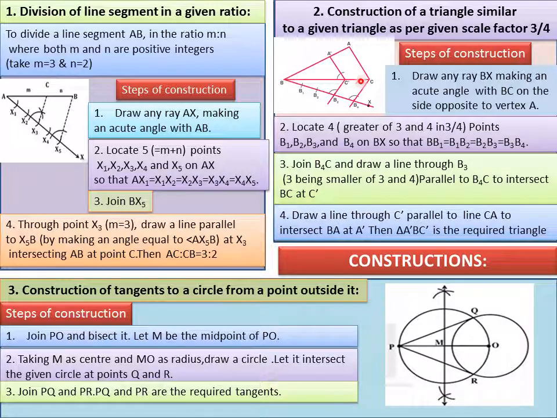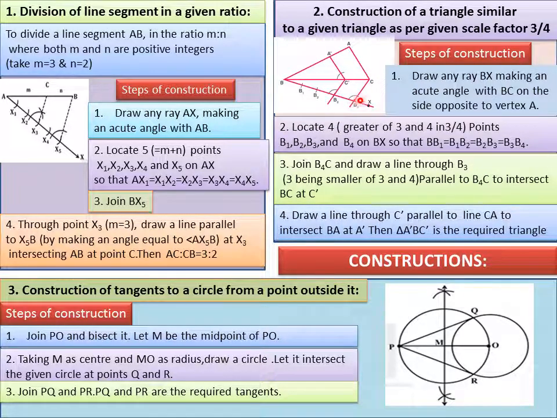So this triangle ABC is given to us, and now we are required to draw another triangle which is similar to it, that is BA'C', and we are given a scale factor. What is that scale factor? 3:4. So suppose BA' is 3, then BA is 4. Similarly, if BC' is 3, then BC is 4. So we need to divide in this ratio. We need to have another triangle BA'C' from the given triangle ABC.